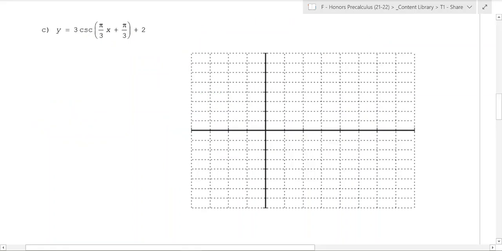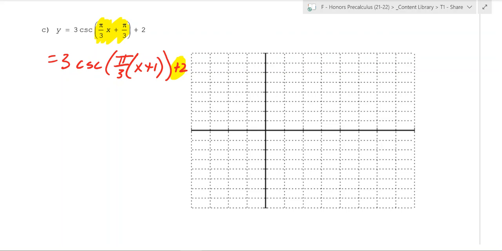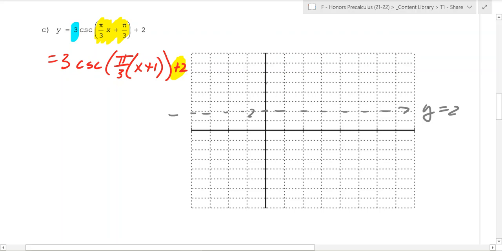So this next example is a little bit more involved because the internal part here is not quite in the right form. You need to turn that into cosecant of pi over 3 times x plus 1. You have to factor it out, and then plus 2. We know that the midline is going to be this plus 2, so let's put that at 2 right here. So there's going to be a midline at 2, and the amplitude is going to be 3. So it's going to go up to 5 here. And we know that cosecant is going to be outside of that, so we go 3 down here to y equals -1 and y equals 5.